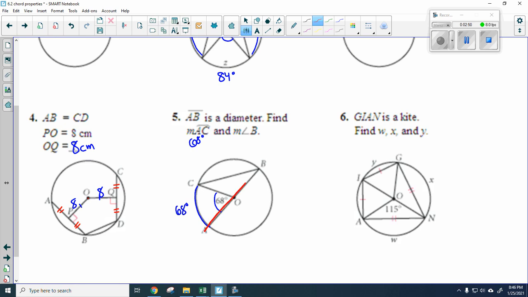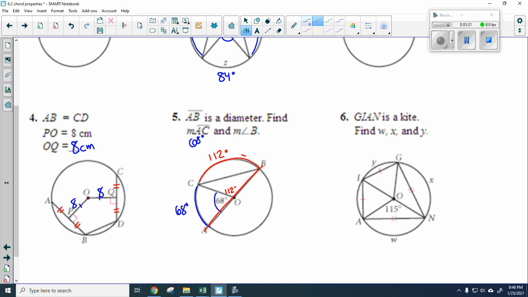If this is a diameter, it's breaking the circle in half. So I've got a full 180 from A all the way around to B. So if I take away the 68 that's already there, that leaves 112 degrees for this arc. Now maybe this is a little easier for you, you could also just throw 112 as that central angle because that's a linear pair. So you can either compare that to arc CB or you can just find it from a central angle.